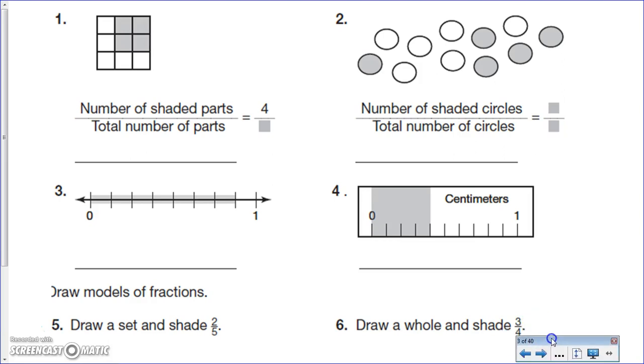Number 1. The number of shaded parts is 4, and what is the total number of parts? So if you look at our square up there, we can count. We have 3 rows of 3, so we have 9 total parts. So our shaded fraction is 4/9.